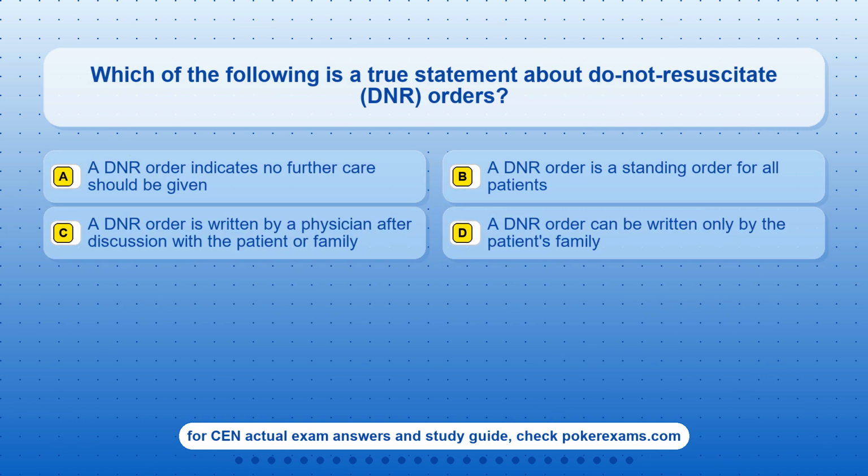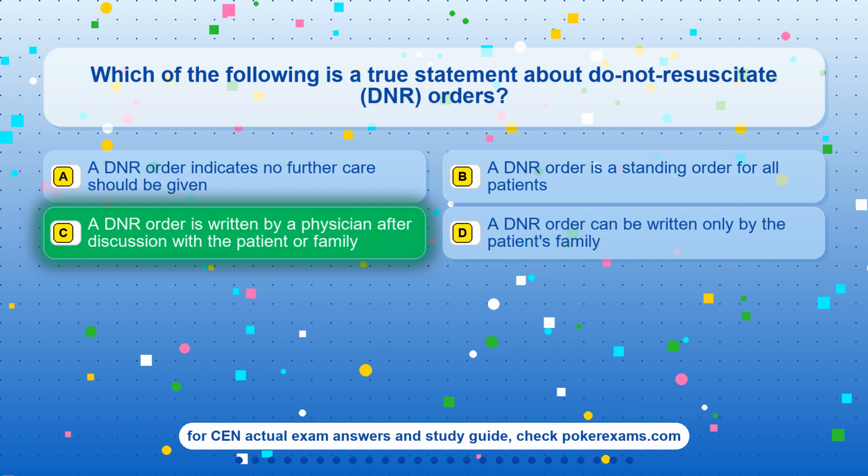Question 7. Which of the following is a true statement about do not resuscitate, DNR, orders? Option A. A DNR order indicates no further care should be given. Option B. A DNR order is a standing order for all patients. Option C. A DNR order is written by a physician after discussion with the patient or family. Option D. A DNR order can be written only by the patient's family.